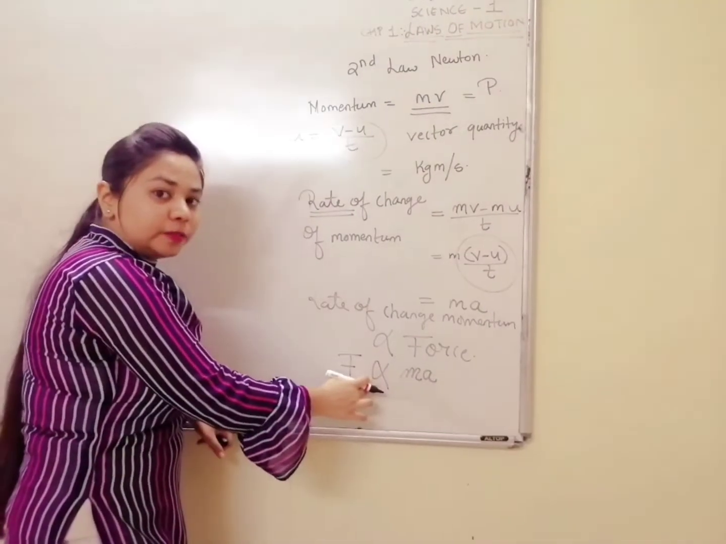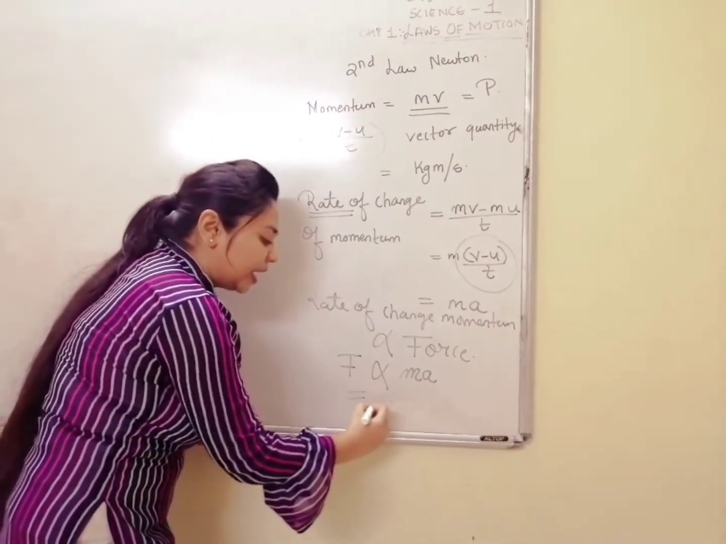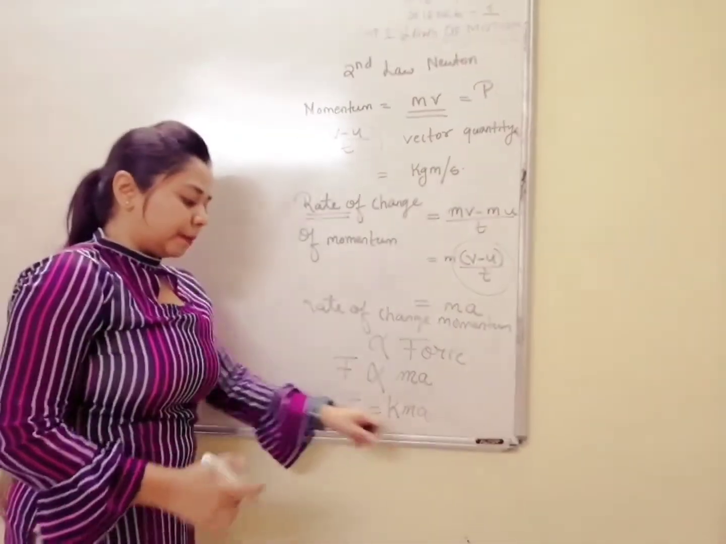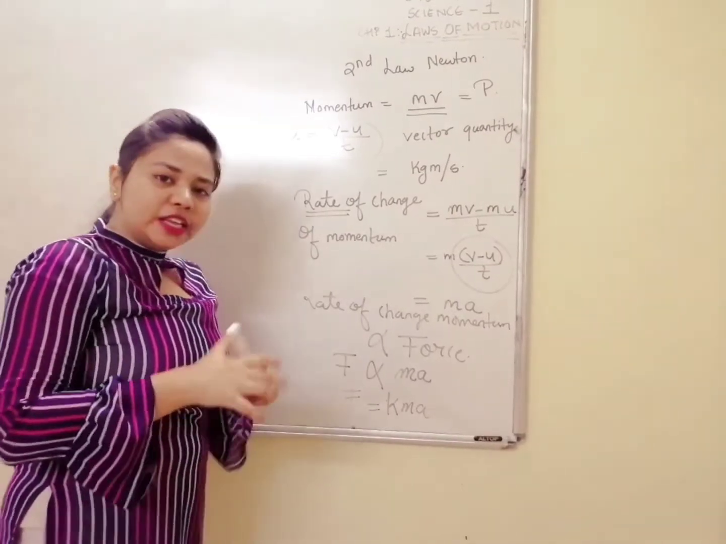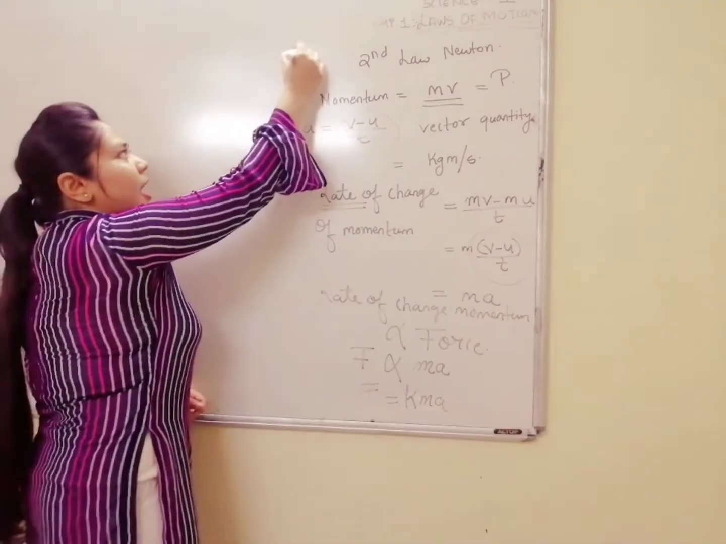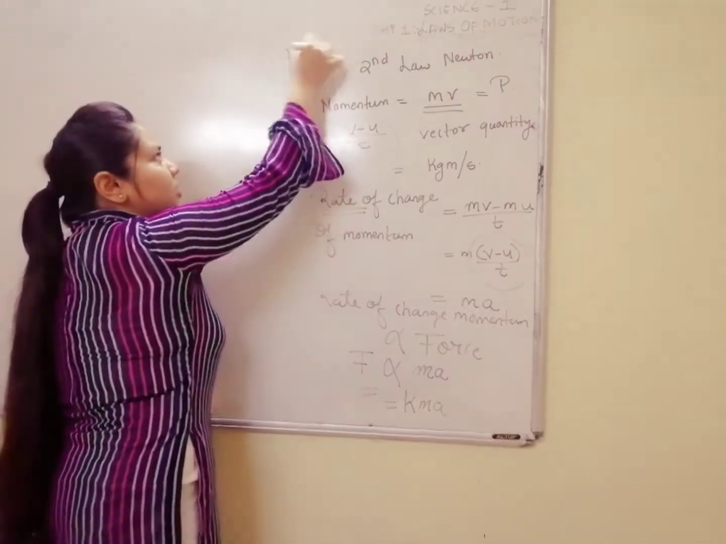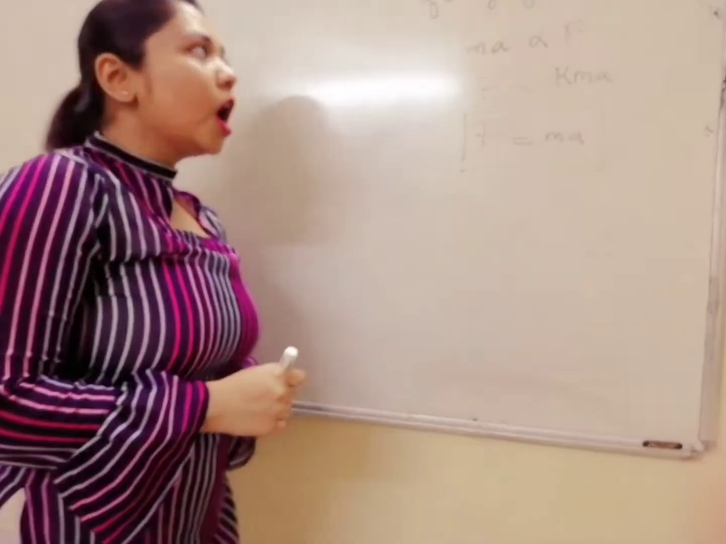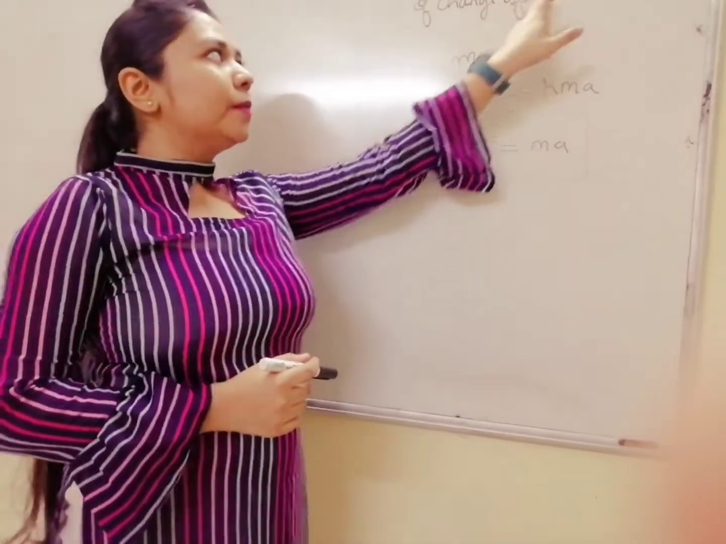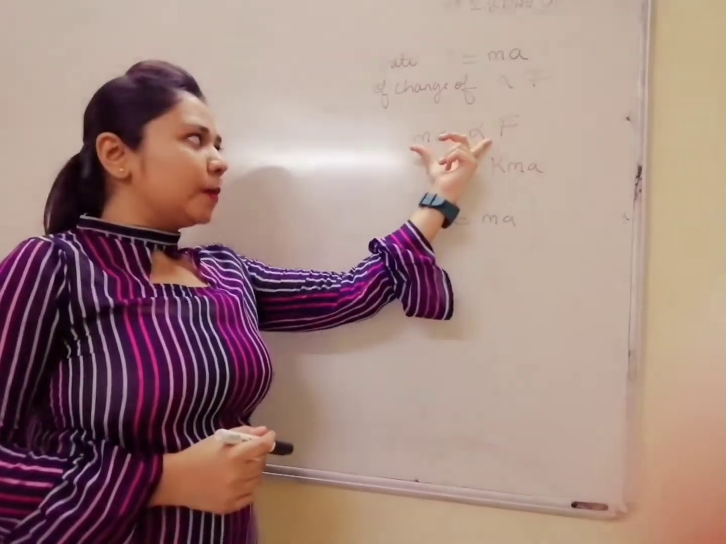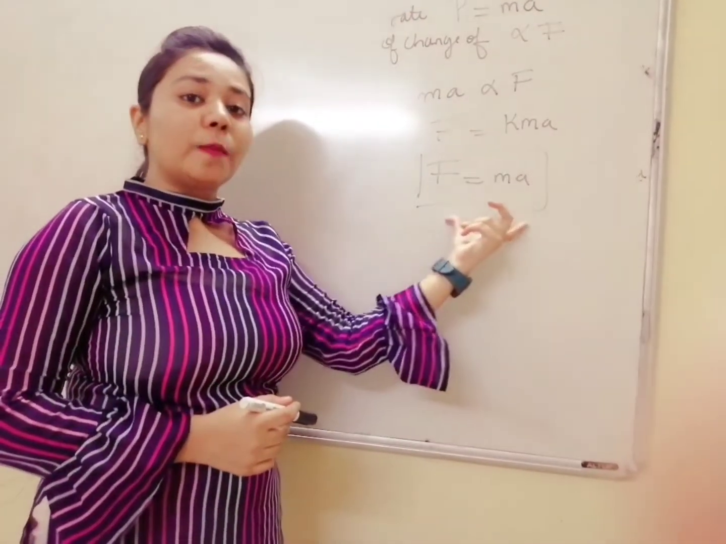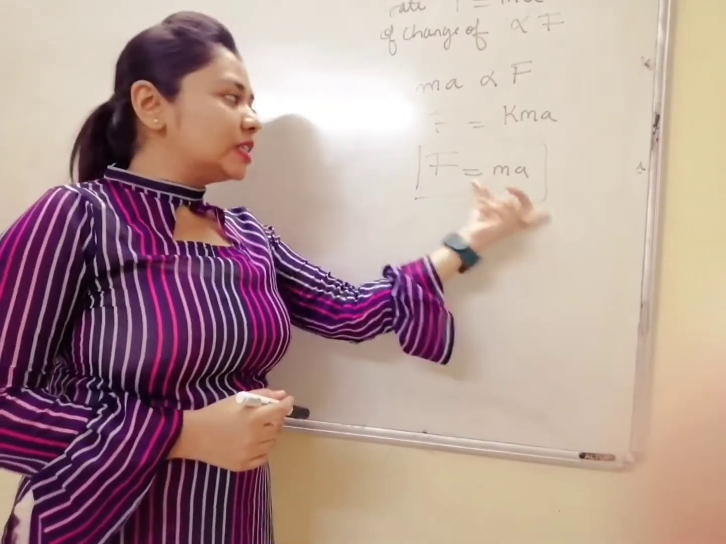To remove this proportionality sign, what are we going to do? We will add a constant, let's suppose k. So it becomes F is equal to kma. But since this k is always constant, we don't take it into consideration. So the formula for force becomes F is equal to ma. So in the second law of motion, we study that the rate of change of momentum is ma, which is directly proportional to the force, and therefore force is equal to mass into acceleration. This is what you will remember.